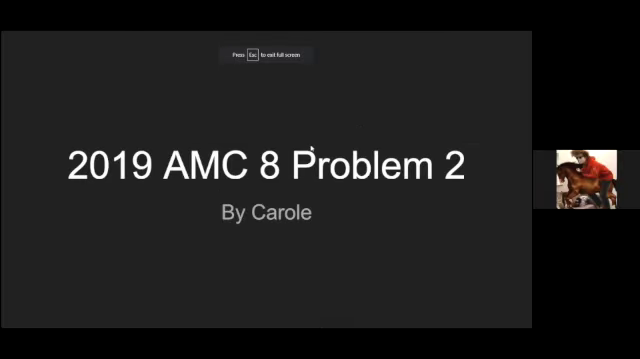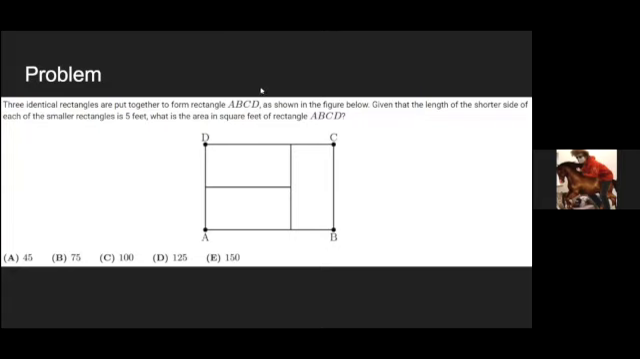This question, first off, is the 2019 AMC 8 Problem 2. The problem is, if 3 identical rectangles are put together to form rectangle ABCD, as shown in the figure below, given that the length of the shorter side of each of the smaller rectangles is 5 feet, what is the area in square feet of rectangle ABCD? A, 45, B, 75, C, 100, D, 125, and E, 150.